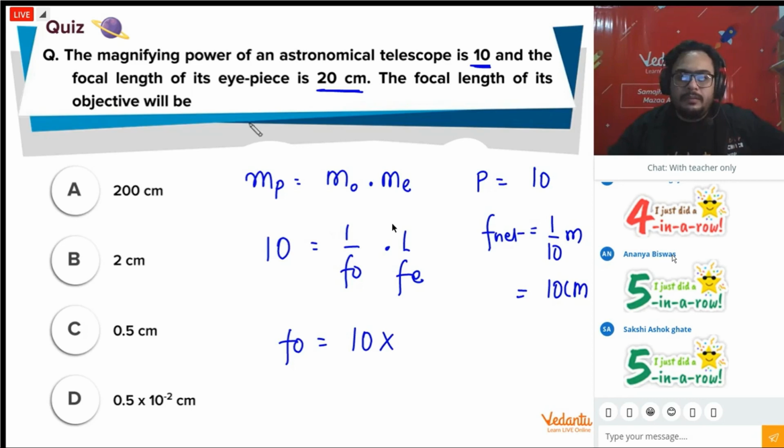What happened here? What is given to us? Yes. Basically magnification they are asking, na? Yes. So I will get 1 by FO is 10 into 20. I'm making a mistake here. क्या गड़बड़ कर रहा हूं भाई मैं?